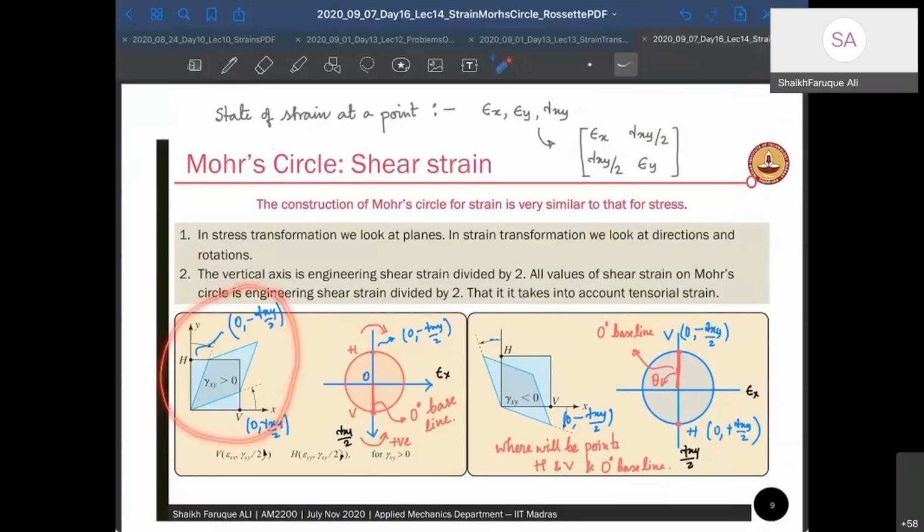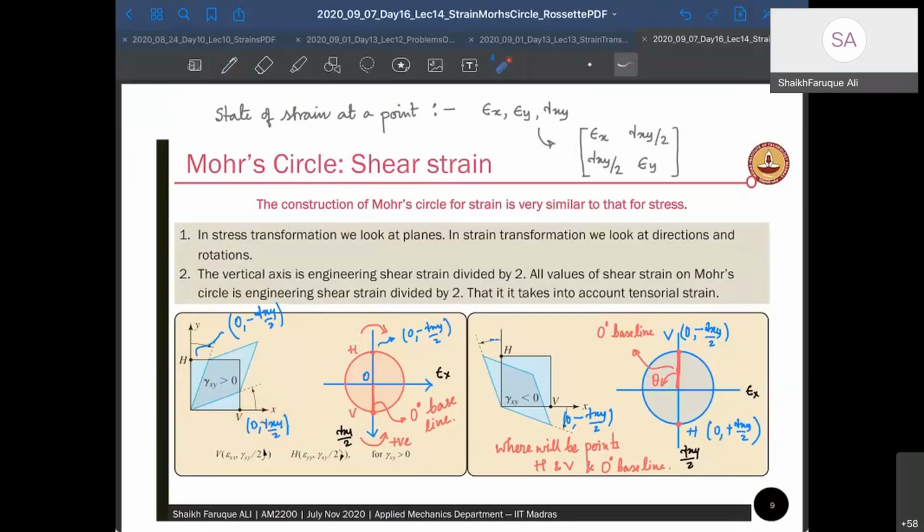What does this element have? You see, this is my original element, and this is my deformed element. Between the original element and the deformed element, there is no extension. Similarly here, there is no extension. It's parallel to this line, and this is parallel to this line. So there is no extension. Therefore, at this point V, the axial strain is 0. Shear strain is positive gamma xy by 2.